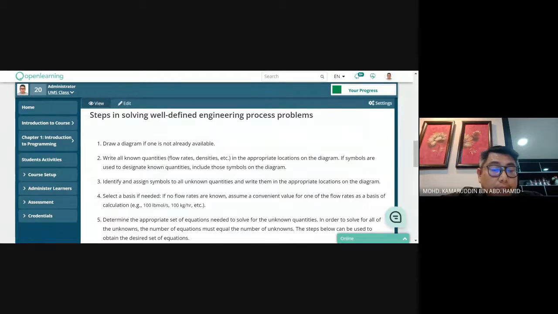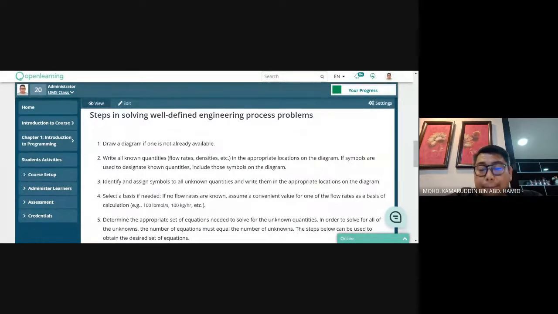The step number 3, identify and assign symbols for all unknown quantities or unknown variables. Tadi, identify the known variables. The third step is identify the unknown. Dan letak dia di mana, location dia. Okay. And then the fourth, select a basis if needed.